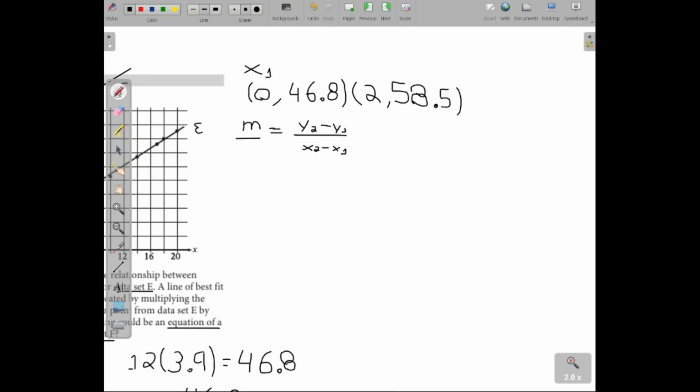This will be equal to x sub 1, y sub 1, 2 will be equal to x sub 2, and 58.5 will be y sub 2. So we replace those values in our slope equation. The slope is equal to y sub 2, 58.5, minus y sub 1, 46.8, divided by x sub 2, which is 2, minus x sub 1, which is 0.